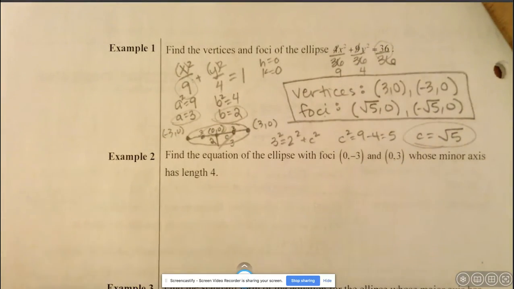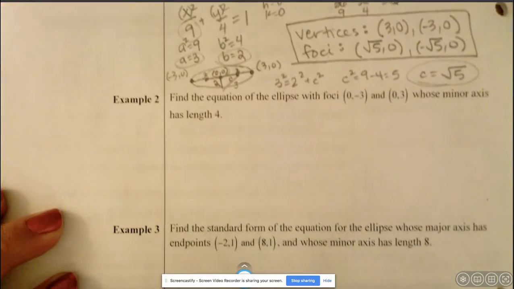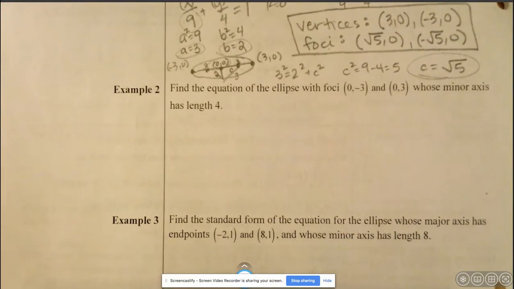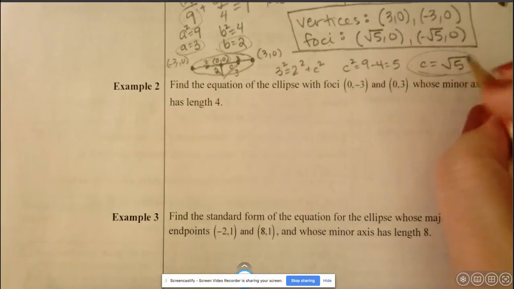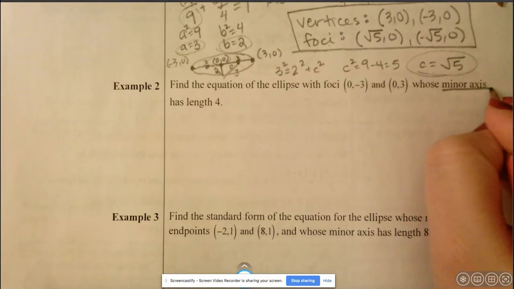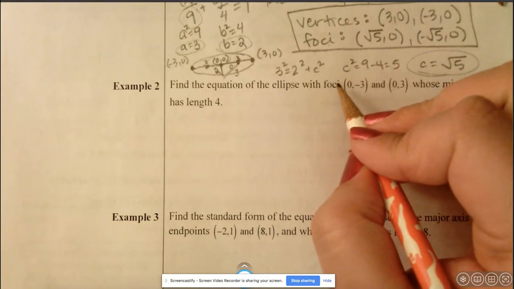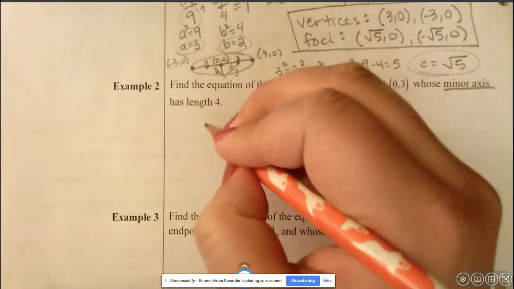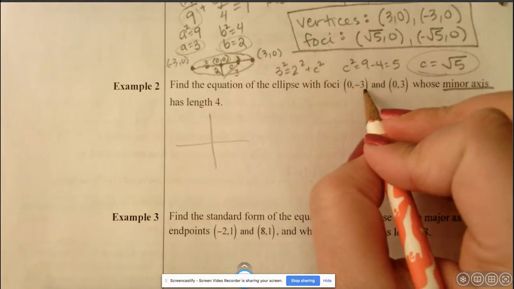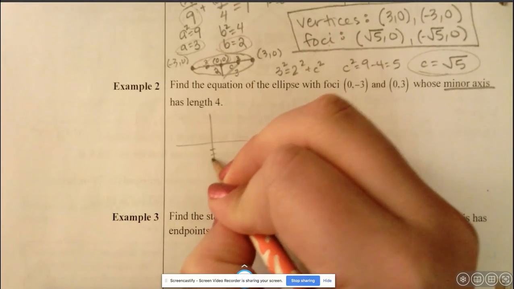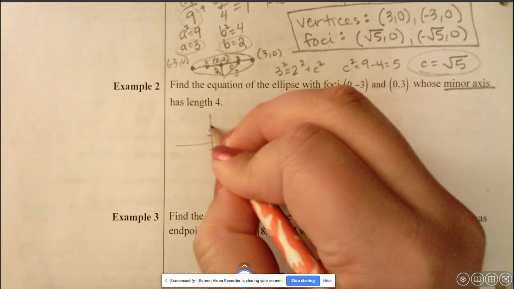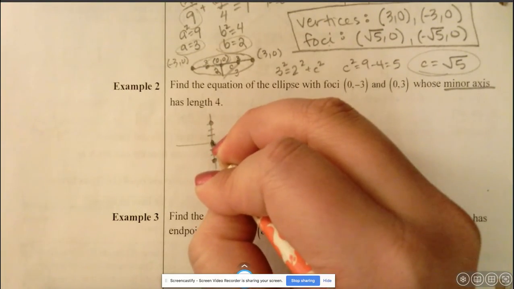Let's try example 2. Find the equation of the ellipse with foci at 0, negative 3, and 0, 3, whose minor axis has a length of 4. Notice this is the minor axis, not the semi-minor axis. So what that tells me, if I have foci at 0, negative 3, and 0, 3, the first thing I can do is plot. The center is going to be halfway between those. So I have 0, negative 3, and 0, 3, and halfway between them is the center.